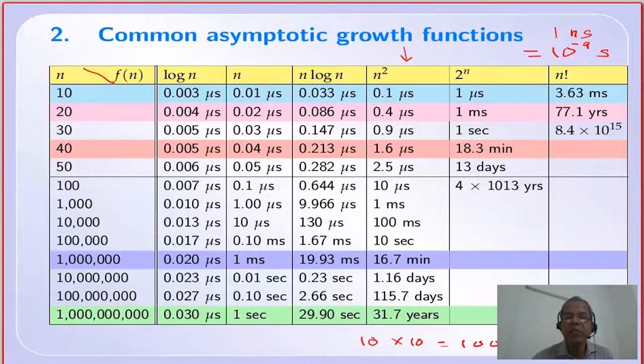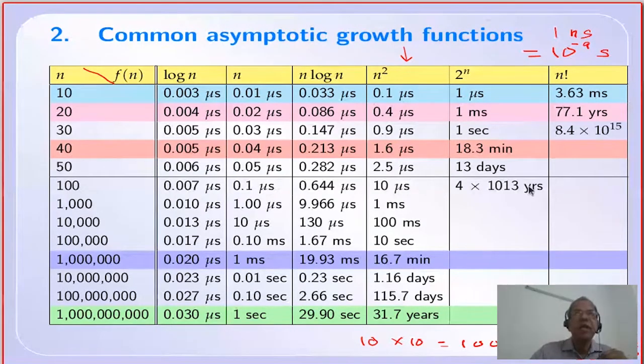One time it takes 10 power minus 9, one operation. Therefore, this is 100 times 10 power minus 9, which is equal to 0.1 times 10 power minus 6. 10 power minus 6 is 1 microsecond. Therefore, this is 0.1 microsecond. Like that, you can calculate. For 20, the running time is 0.4 microsecond. For 30, the running time is 0.9. For 40, 1.6. For 50, 2.5 microsecond and so on.